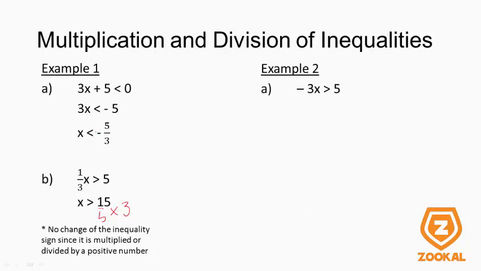But in example 2, we will multiply or divide by a negative number, and watch what's the difference in the inequality sign. In example 2a, negative 3x more than 5. Because I want only x on the left hand side, I'll divide the inequality by negative 3. So now it becomes x less than negative 5 over 3. So from a greater than, it becomes a less than.